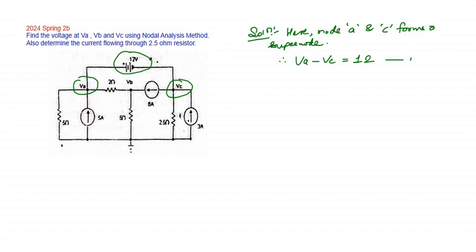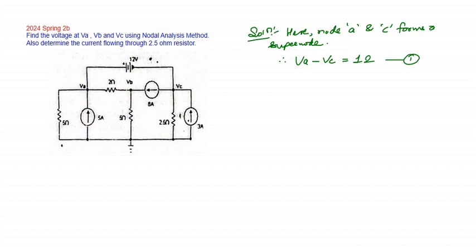This gives equation number 1. While writing the equation, we can form it in a simpler manner. That is, the positive side of the battery is directing to the voltage A side, so we can write VA first and then VC followed by a minus sign, as in equation 1, VA minus VC equals 12. I think you understand this.